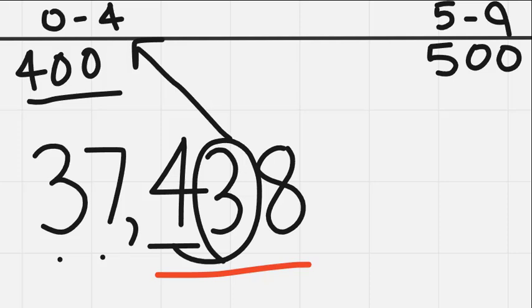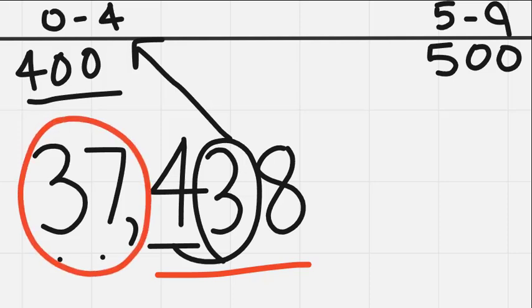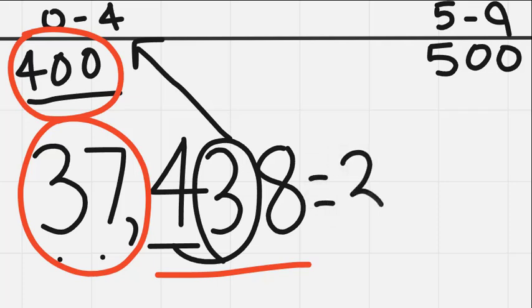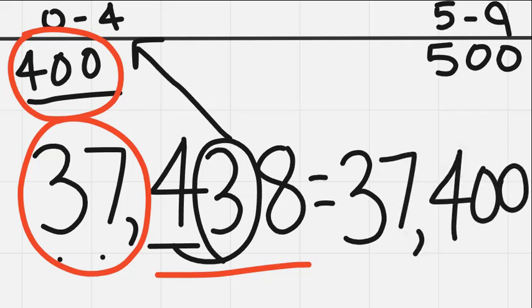So when we write the answer, we will write 37,000. Those were the two numbers we were ignoring. And then we will write 400 because the 3 tells 438 to round down to 400. So our answer is 37,400. 37,438 rounded to the nearest hundreds is 37,400. Be sure to check your work.